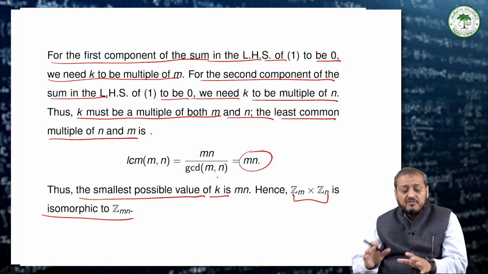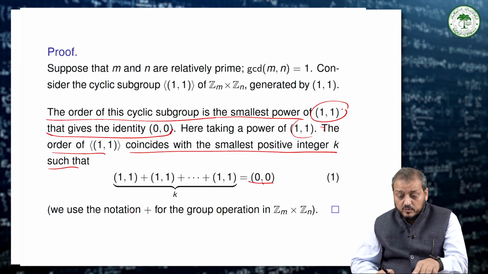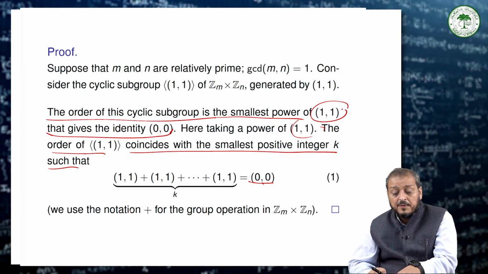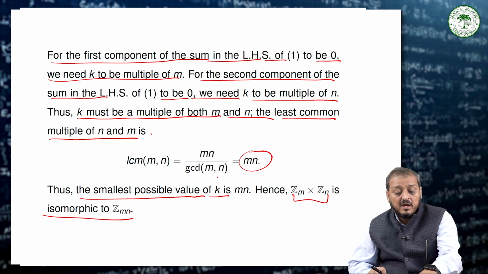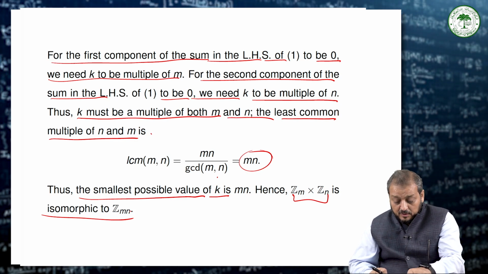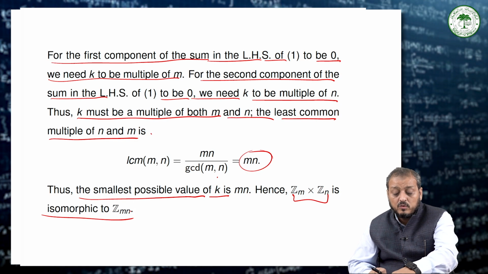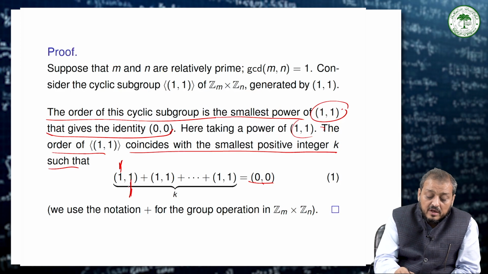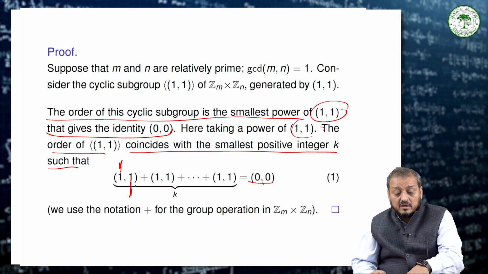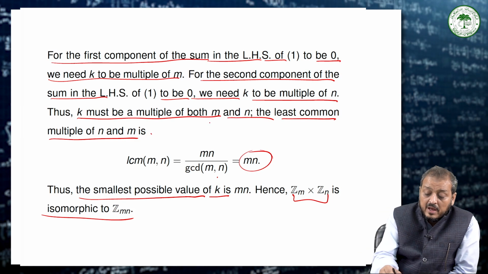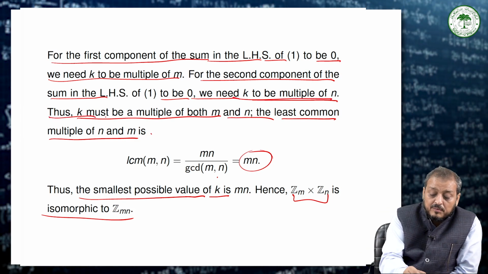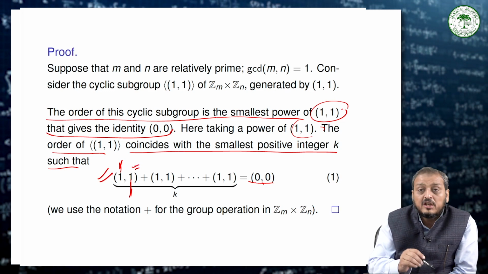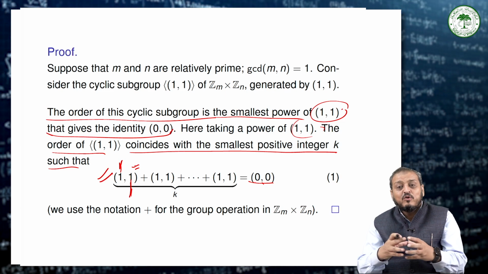That means if we take the first component of the sum on the left-hand side, it gives k times, so we need k to be a multiple of m. For the second component, k also needs to be a multiple of n. So k is a multiple of m from the first case, and from the second case k is also a multiple of n. This means k is a multiple of both m and n.